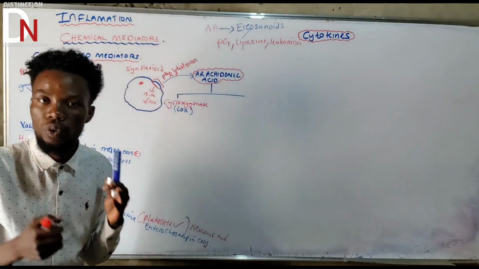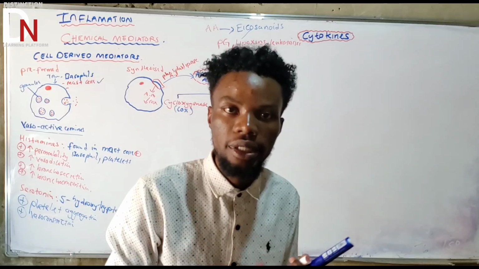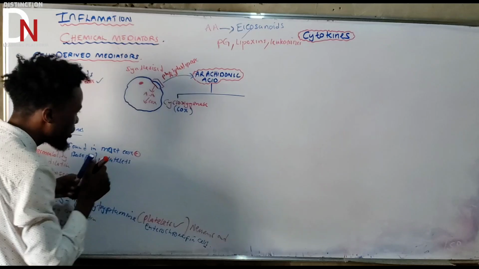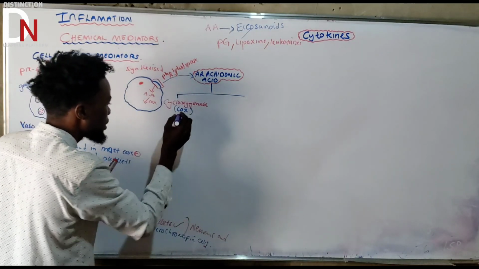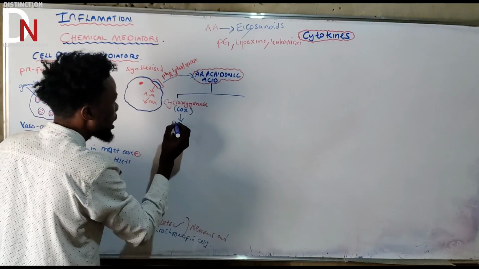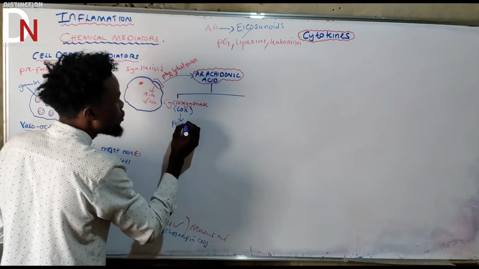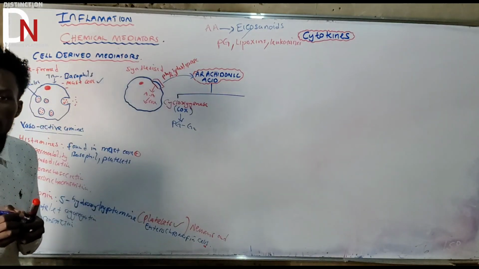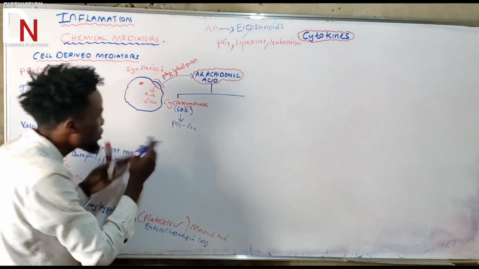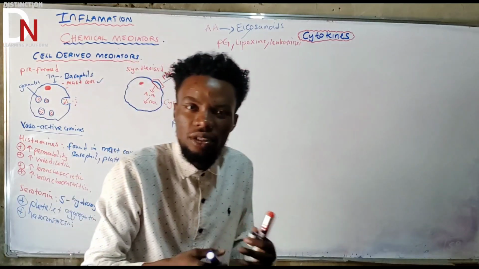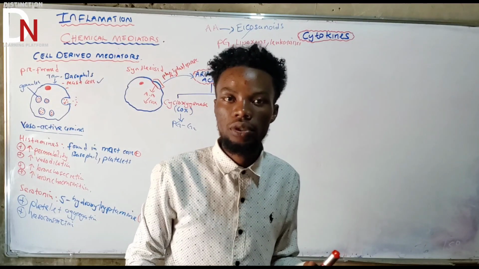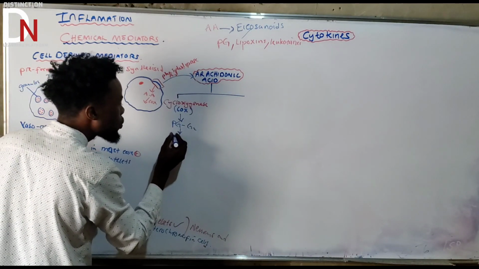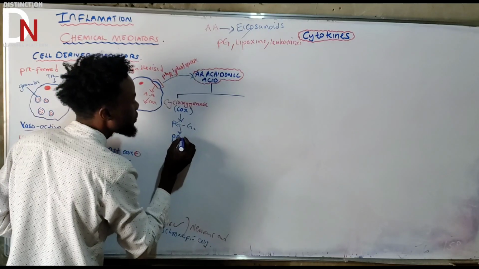COX breaks it down into prostaglandin. We need to know that COX is related with prostaglandins. So it will break down this arachidonic acid into something important. This one is what we call prostaglandin G2. That's the first metabolite synthesized. But this prostaglandin G2 is not that important. It doesn't do a lot of things. It's going to be further converted into something.